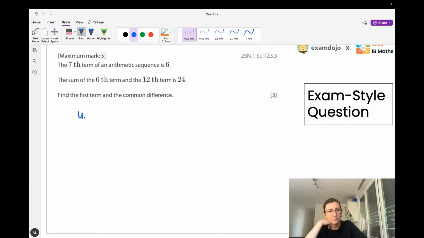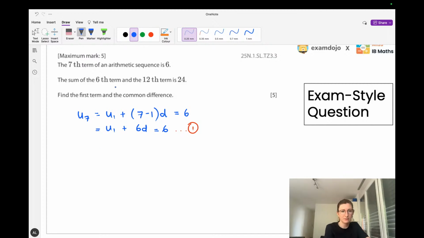The seventh term, u7, is u1 plus n minus 1 d. Well, n is 7, so 7 minus 1, d equals 6. So already we have u1 plus 6d equals 6. That's already one equation to work with.